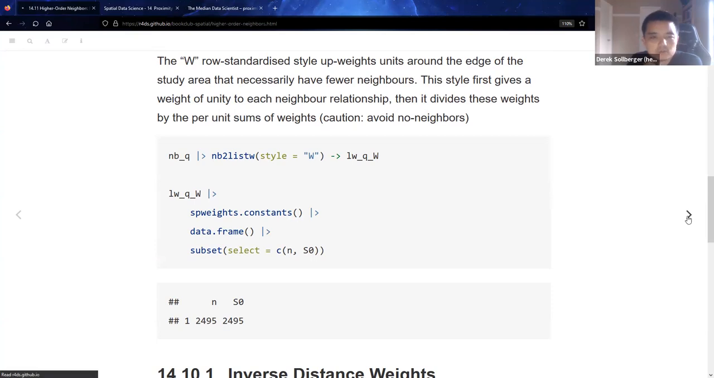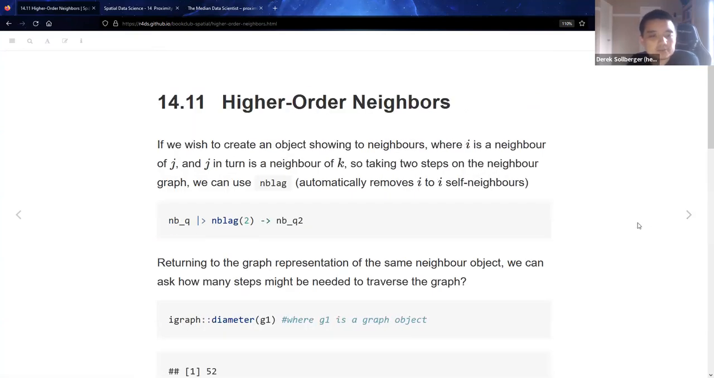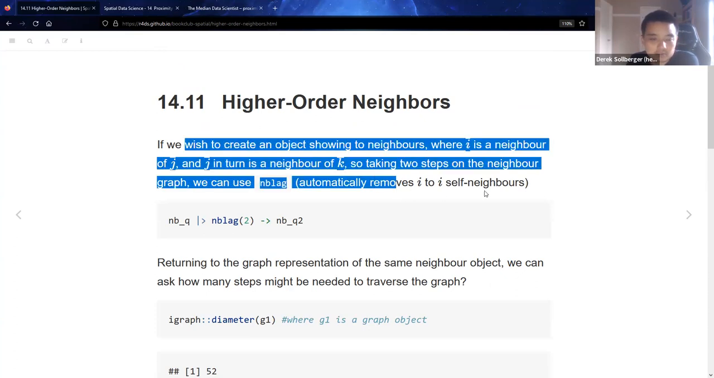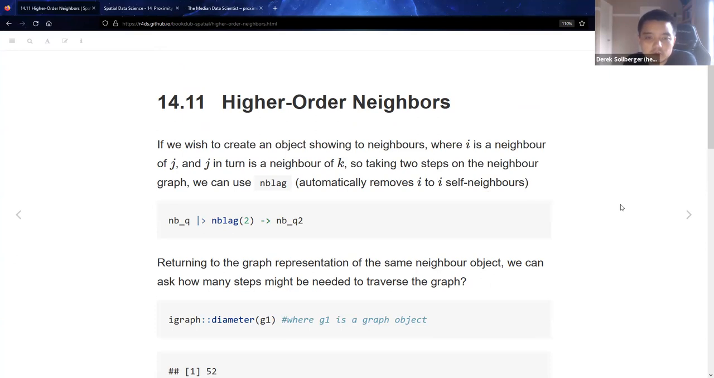Let's go ahead and briefly look at the last section of the chapter. Higher order neighbors, said in math terms real quick: if we wish to create an object showing neighbors where I is a neighbor of J, and J is a neighbor of K, then taking two steps on the neighbor graph would say that I is a neighbor of K. The underlying calculations can be done with a lag function, nb lag, and the authors note that it removes the reflexive self neighbors.